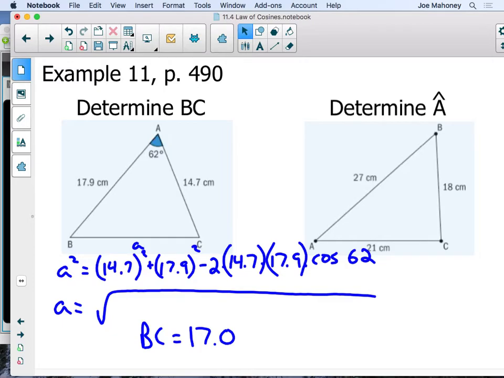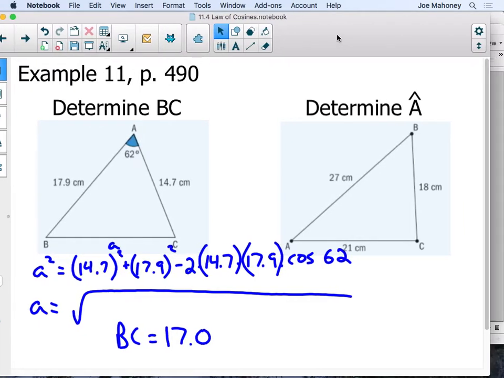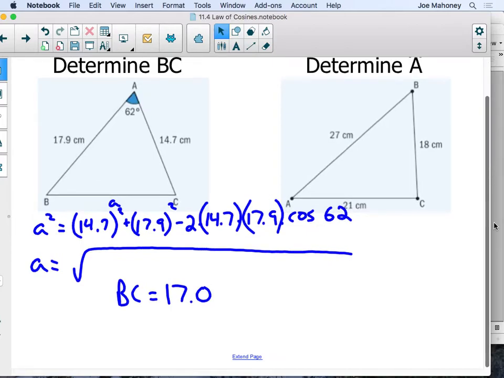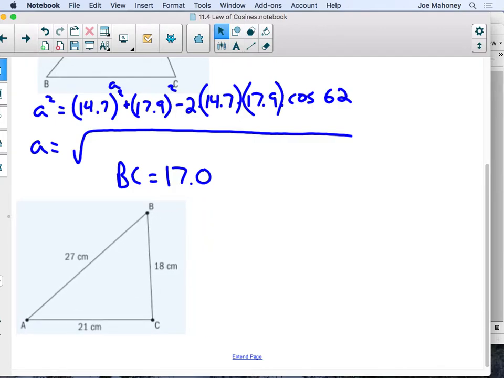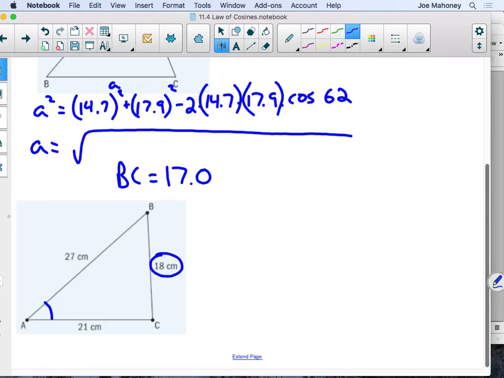Now, if we want to find the measure of angle A, maybe I'll move this problem down a little bit. Let's extend the page and grab this and move it down here. So I'm looking for the measure of angle A. This is the angle I'm looking for, which means in my law of cosines, this is the value that's on the opposite side of the equal sign. So the equation I'm going to be solving is 18 squared equals 21 squared plus 27 squared minus 2 times 21 times 27 times the cosine of angle A.